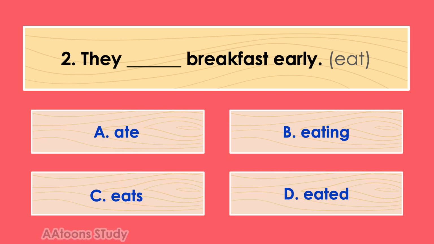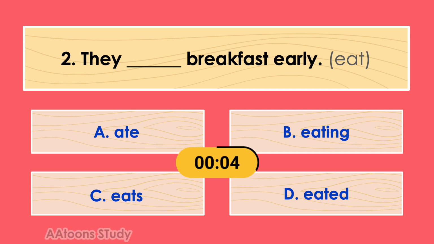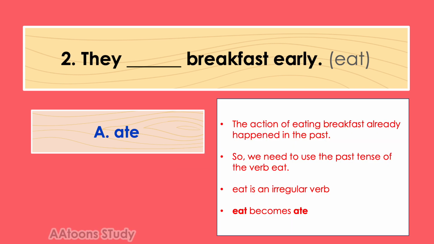They ___ breakfast early. Ate. In this sentence, the action of eating breakfast already happened in the past. So, we need to use the past tense of the verb eat. It becomes ate. So, the correct sentence is they ate breakfast early.